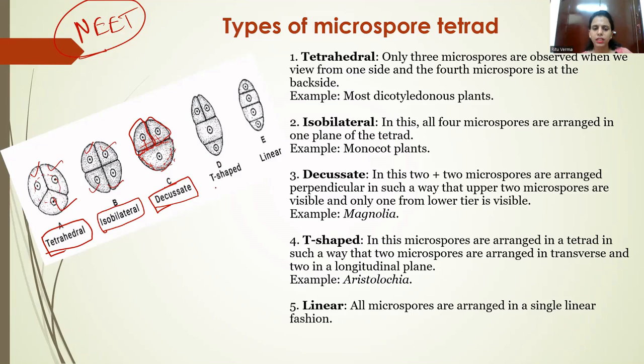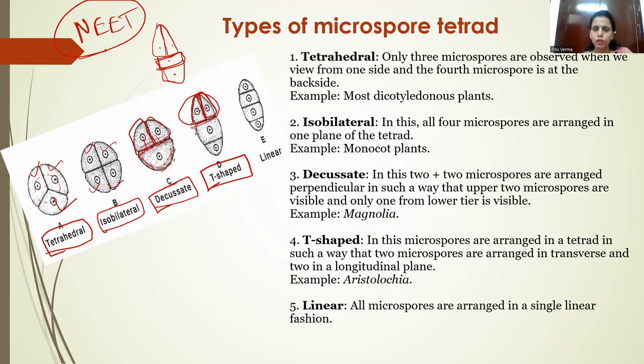The next microspore tetrad is the T-shaped tetrad, okay? In this, 2 microspores are arranged in the transverse plane and 2 microspores are arranged in the longitudinal plane. So you can see here on the top, these 2 microspores are arranged in the longitudinal plane, that means along the length like this, and the rest 2 microspores are arranged in the transverse plane, okay?